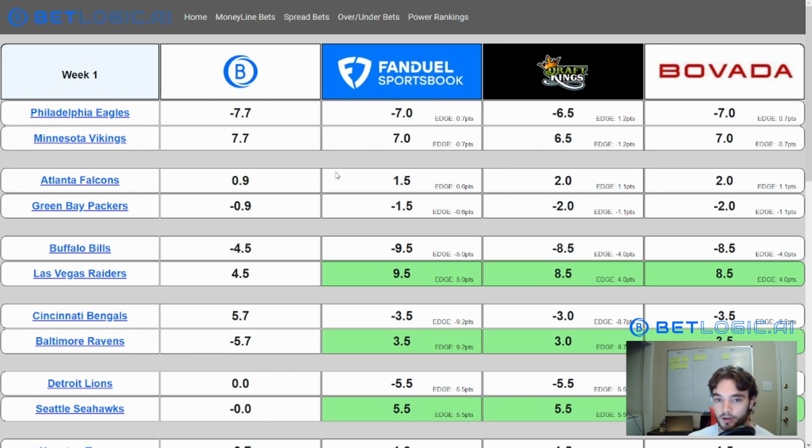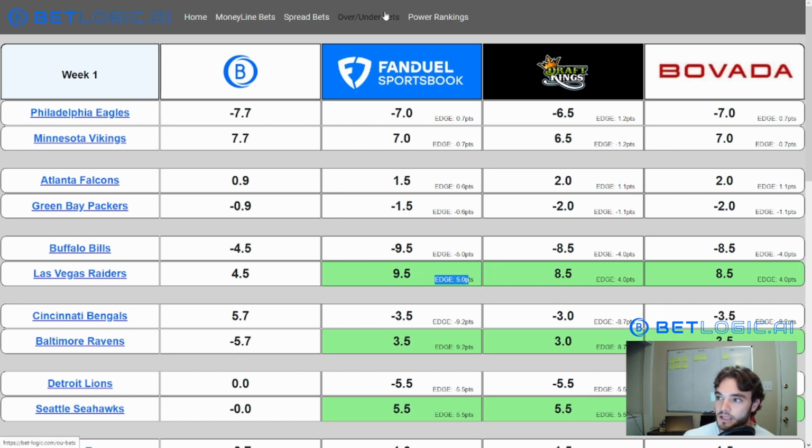Just know that according to the last 10 years of NFL games, that 3-point difference is going to be the most profitable number. So what I mean by a 3-point difference here is if this 7.7 that our model is predicting is more than 3 less than what the sportsbook has for its odds, then it will be considered a profitable bet. So for example here, the Raiders, our model has them at plus 4.5, and the Raiders, according to FanDuel, are going to be 9.5. So we have about a 5-point edge on this one. That is going to be considered a profitable bet.